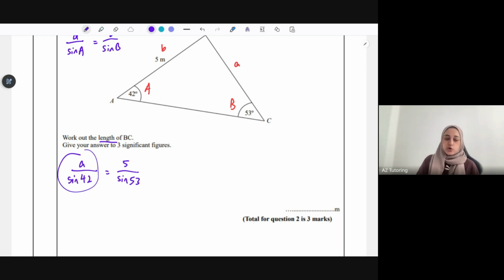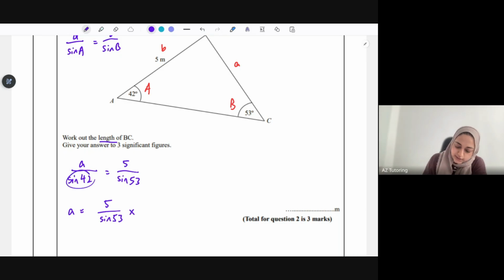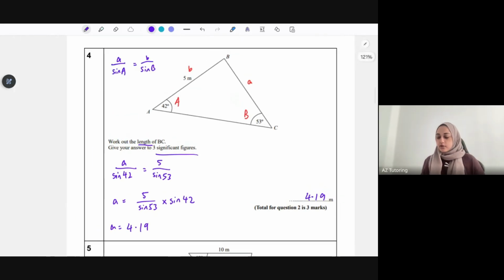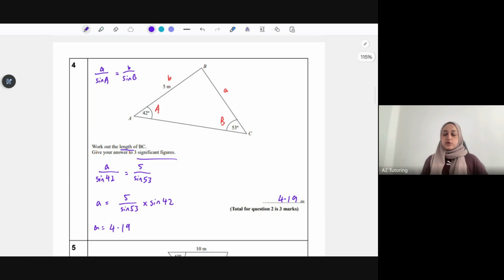What's on this side that I don't want with the A? The divide by sine 42 is on that side. So the opposite of dividing by sine 42 is timesing by sine 42. So A equals 5 sine 53 times by this sine 42 that was on the bottom. And then putting that in your calculator, you should get 4.19 to 3 significant figures, because this asks for 3 significant figures. So 4.19.